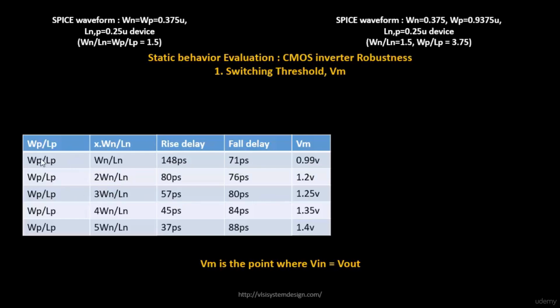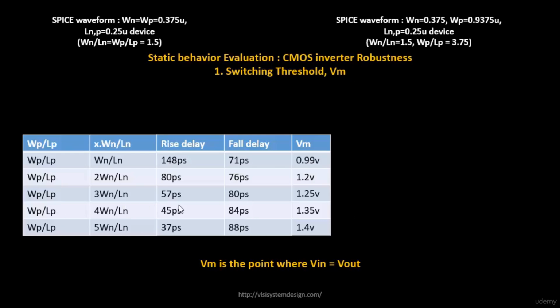If you take a range of WP by LP from 1 to 3, the variation is about 200 millivolts. But if you take the variation from 1 to 2, let's say WP equal to WN and WP twice the WN, the variation is about 100 to 200 millivolts. So it's in a very small range. That's basically an advantage of having an inverter kind of structure, which we call CMOS. So that's the first advantage.